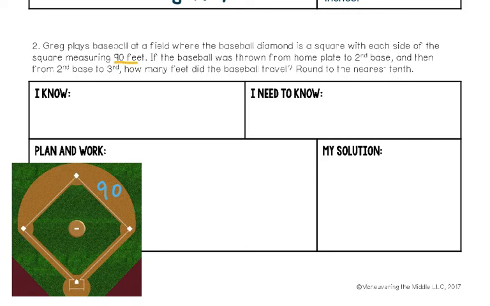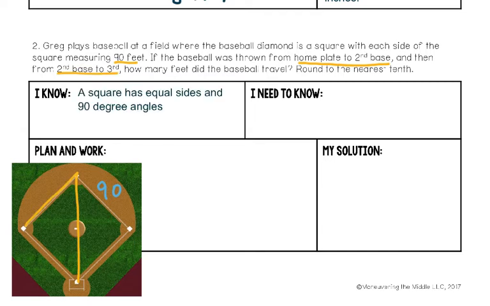It says if the baseball was thrown from home plate to second base, and then from second base to third base, how many feet did the baseball travel? Round to the nearest tenth. All right, so the first thing I know is that a square has equal sides and 90-degree angles. So I know that the distance between second and third base is 90 feet because it's a square and each side measures 90 feet.